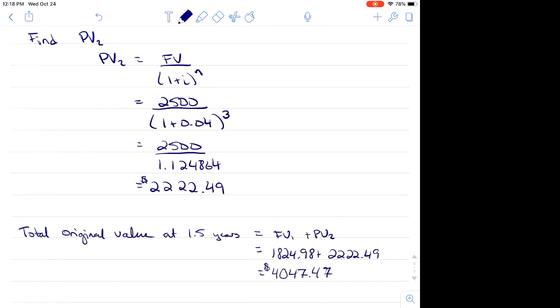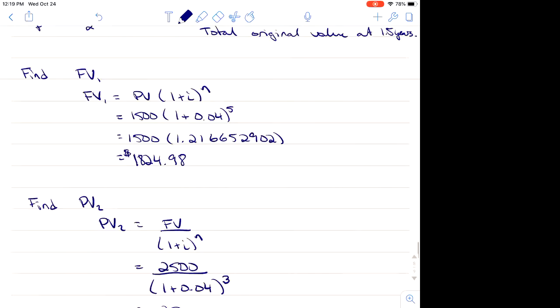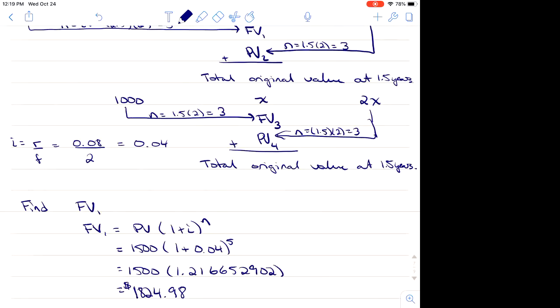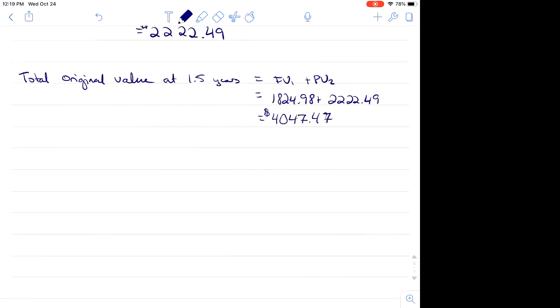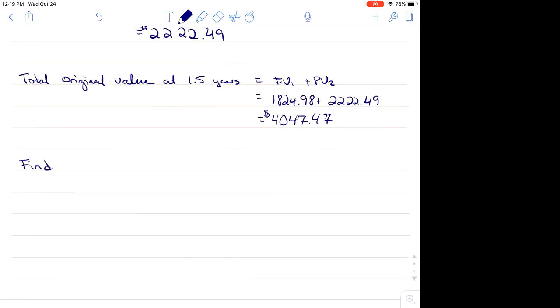So we had to figure out the original payment, because we need to know the total of the new payment to figure out that unknown payment amount, or those unknown payment amounts. So now we can get to work and find future value 3.